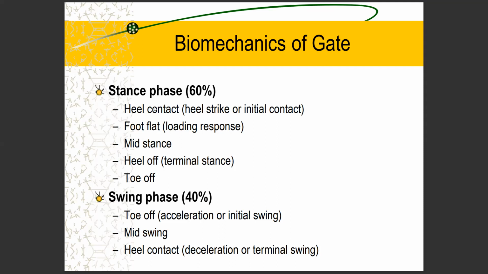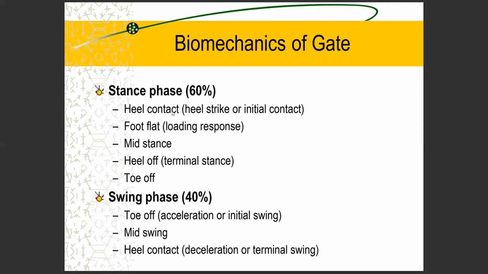So these are the five subphases of the stance phase, and these five subphases make up 60% of the total one cycle of the gait. The swing phase, which makes up 40% of the total gait, has three subphases: acceleration, mid swing, and deceleration. The acceleration or initial swing is also known as the early swing, and it starts after the toe off. Then there is the mid swing, and then there is another heel contact.